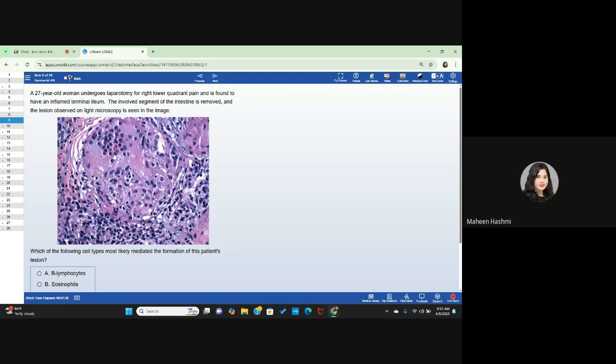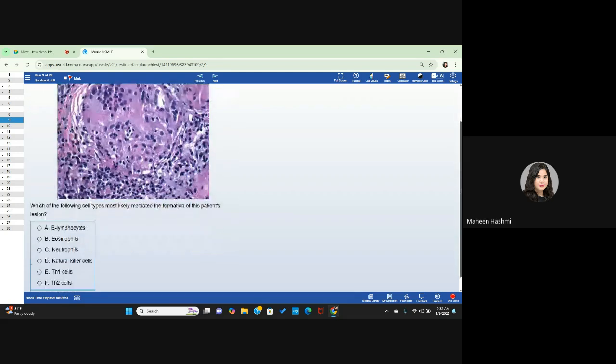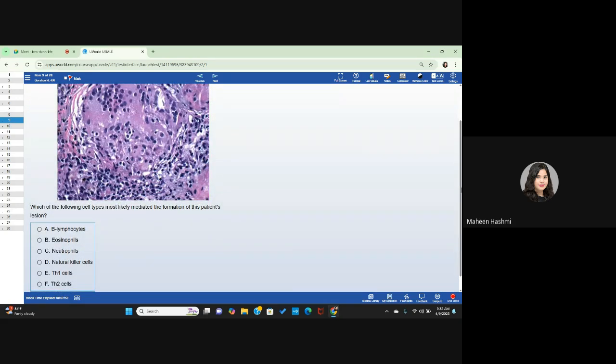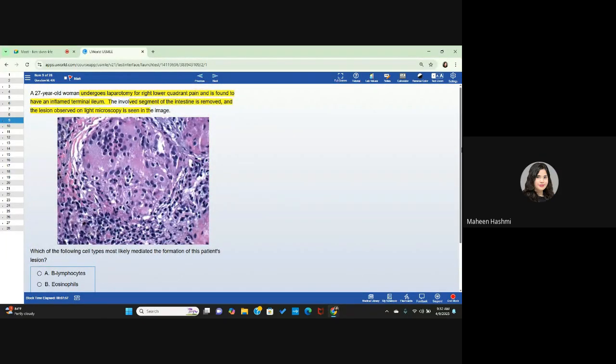What's this? Very easy. Granuloma? So a 27-year-old woman undergoes laparotomy for right lower quadrant pain and is found to have an inflamed terminal ileum. The involved segment of the intestine is removed and the lesion is observed under the microscope. What's happening? The granuloma? Okay. Where do you see them? Crohn's disease? Very good. Yes, this is granuloma. Okay. So what do you think the answer is?